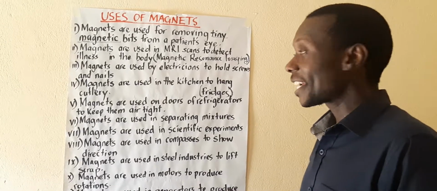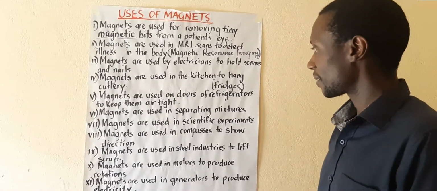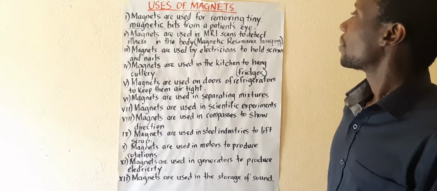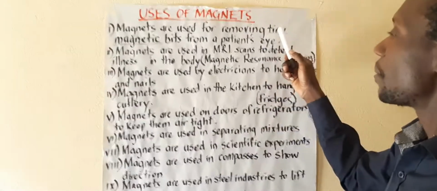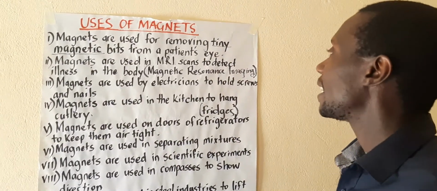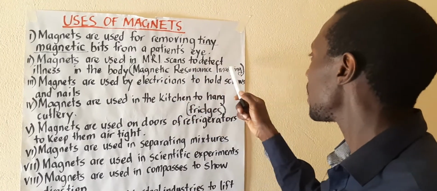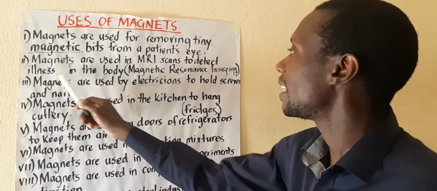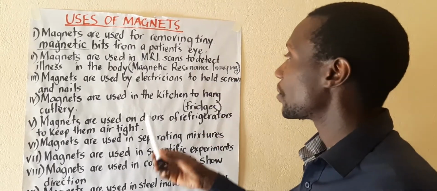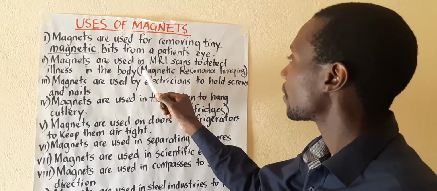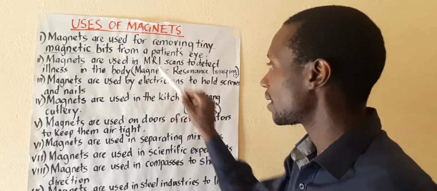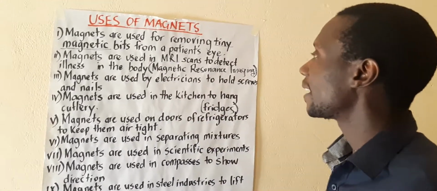You can pause a bit in case you need to copy some of those statements down. We are going to run through one more time. Magnets are used for removing tiny magnetic bits from the patient's eye. Magnets are used in magnetic resonance imaging scans to detect illness in the body. For those who would want details, you can punch in magnetic resonance imaging in Google and tap on images. You will see what that machine looks like.